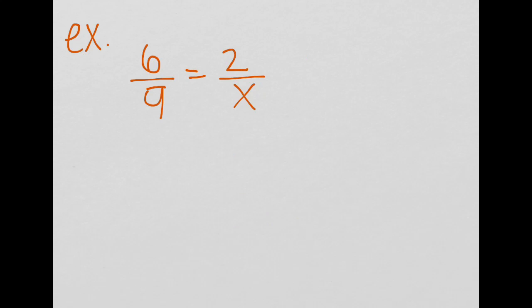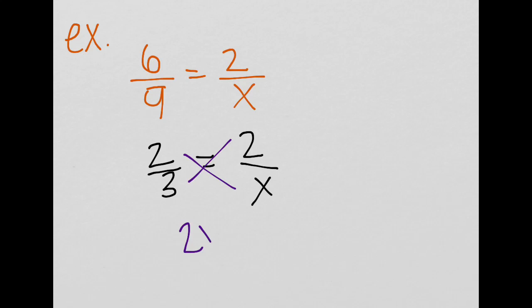Now let's look at another example. 6/9 is equal to 2 over x. Okay, again, I realize that 6/9 can be rewritten as 2/3. So 2/3 is equal to 2 over x. Now I could cross multiply and do 2x is equal to 6 and x is equal to 3. But I could have realized that x has to be 3 because 2 over 3 has to equal 2 over 3. Okay, so x is equal to 3.